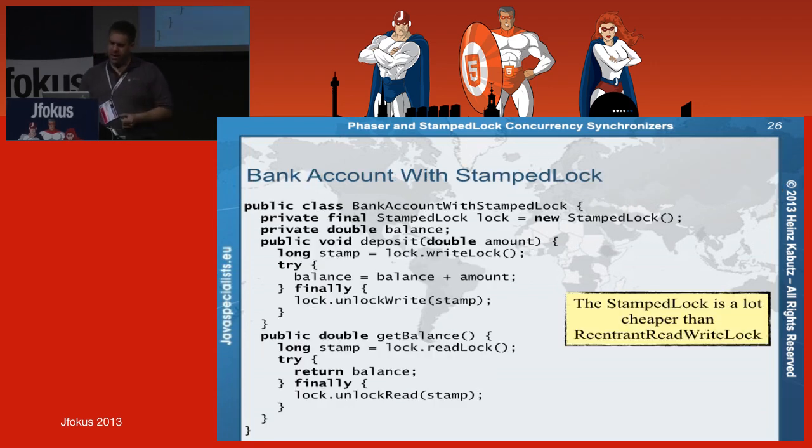So here's my bank account with a StampedLock. And see, the idiom has changed slightly. You can see that I've now got a StampedLock inside instead of a ReadWriteLock. And in the deposit method, I first get the stamp for the write lock. I then update the balance, and I unlock the write lock, passing in the stamp.